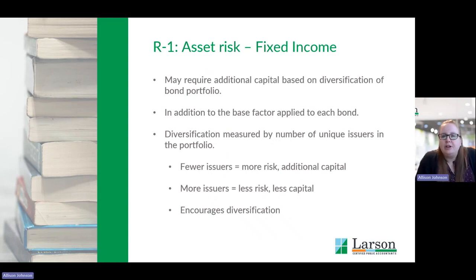Note that there are some other pieces that impact the RBC charge. So depending on the diversification of your bond portfolio, there may be an additional charge. Generally, the idea, as you can see here, is that fewer issuers equals more risk, and therefore it requires some additional capital, whereas more issuers, you're more diversified, you have less risk and less capital is required. So this pushes insurers to diversify their portfolio.